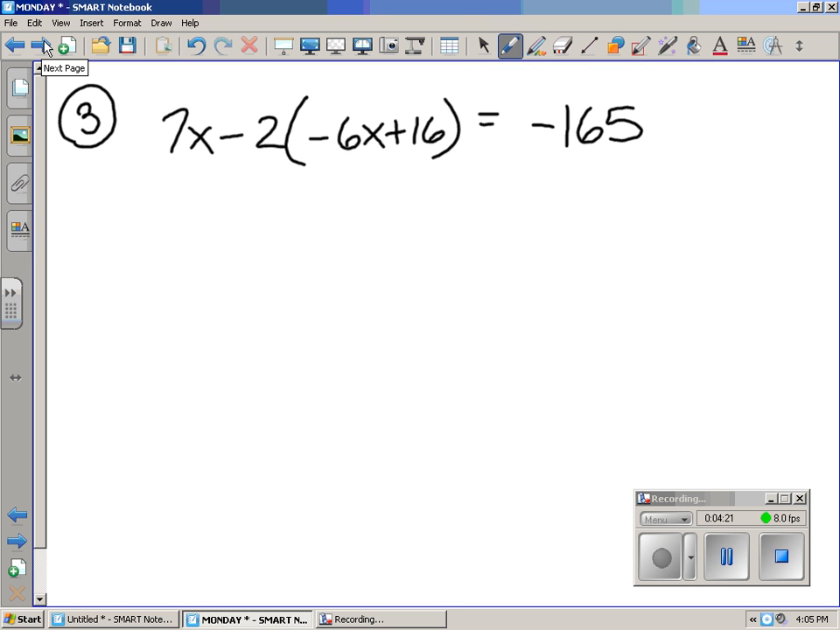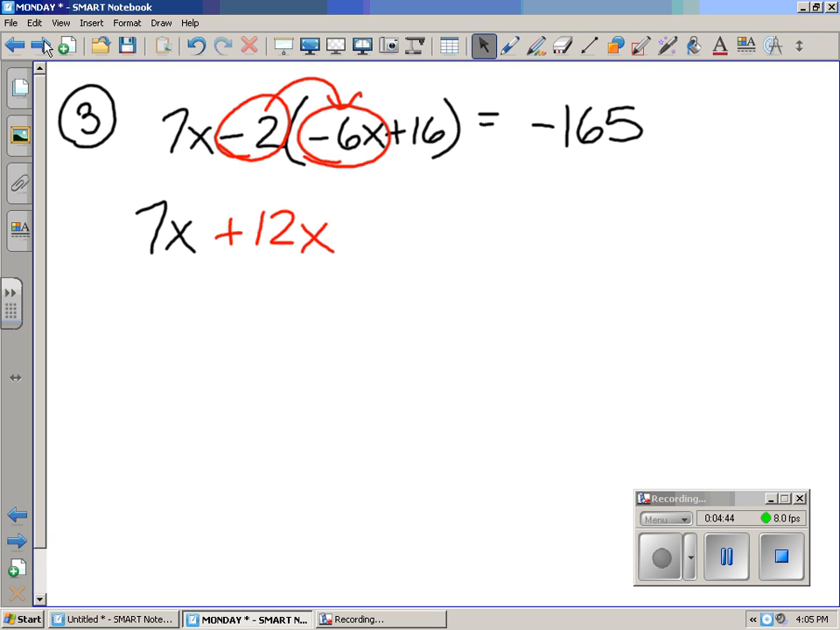Number 3. Instead of writing out the plus sign and then blank plus blank, what I'd like you to start doing in your head is to just think about what you're multiplying. I'm going to multiply negative 2 times the negative 6x, and I'm going to get a positive 12x. Then I'm going to take the negative 2, and I'm going to multiply it by 16, and I get negative 32.